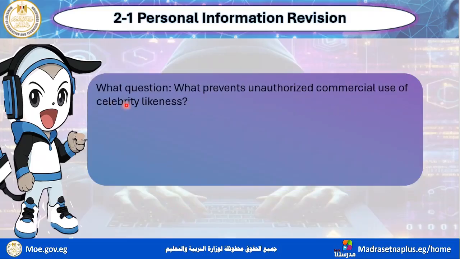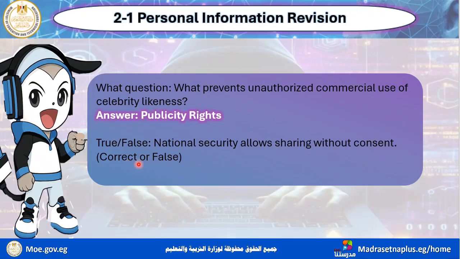A WH question. What prevents unauthorized commercial use of celebrity likeness? It's publicity rights. It prevents other people from doing anything or using anything that relates to celebrities without their consent. True or false? National security allows sharing without consent. Correct or false? It's correct. National security allows sharing without consent.